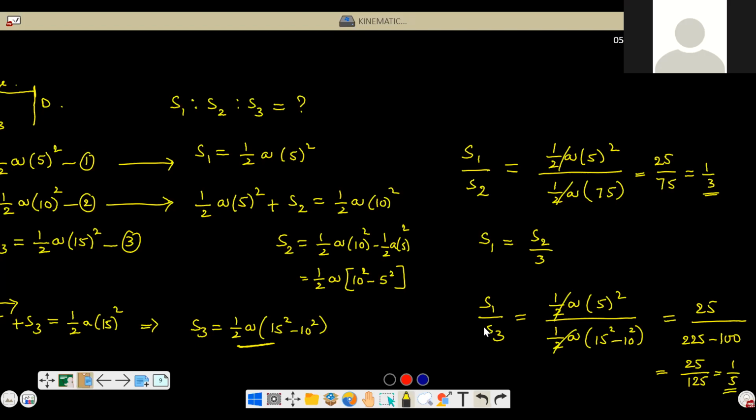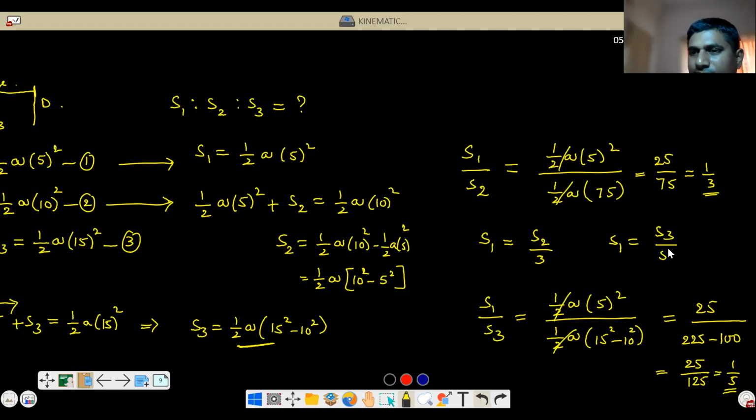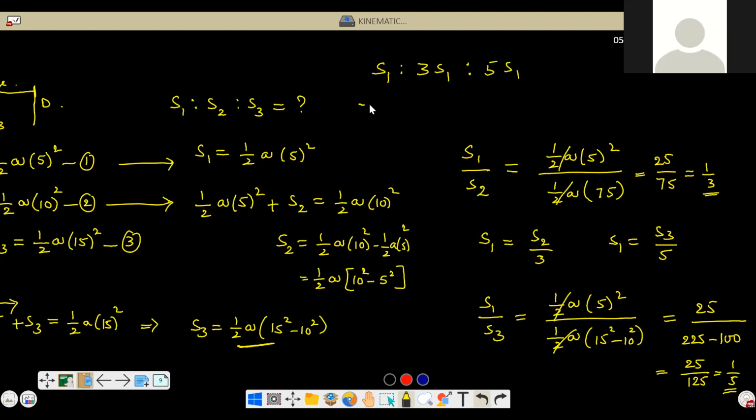So S1 is equal to S3 by 5. S2 is equal to 3 times S1, and S3 is 5 times S1. So the ratio is 1 is to 3 is to 5.